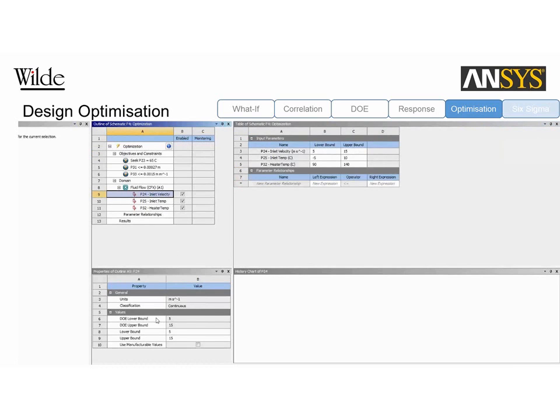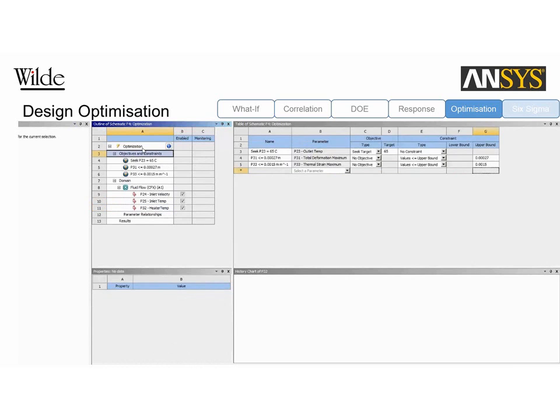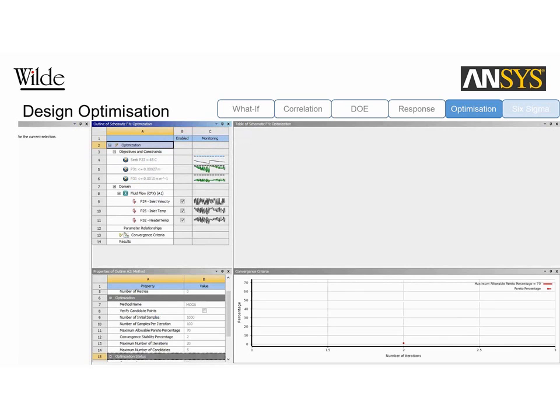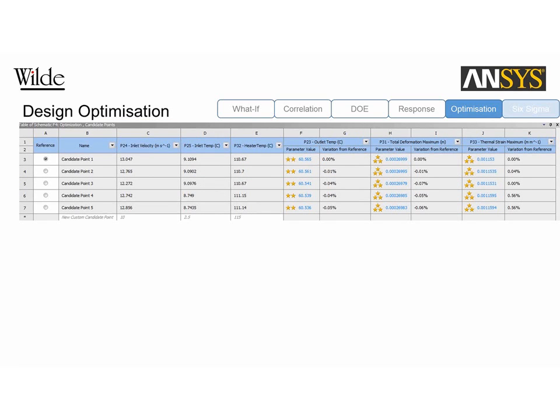You've got our input parameters. We can change the lower and upper bounds of the input parameters because, remember, we're trying to optimize, so we can zone into a specific area. Once we've got our objectives and constraints, we simply go ahead and hit the optimization button. And ANSYS will go ahead and try and find us 5 design candidates that meet our requirements. So here they are, our 5 design candidates.